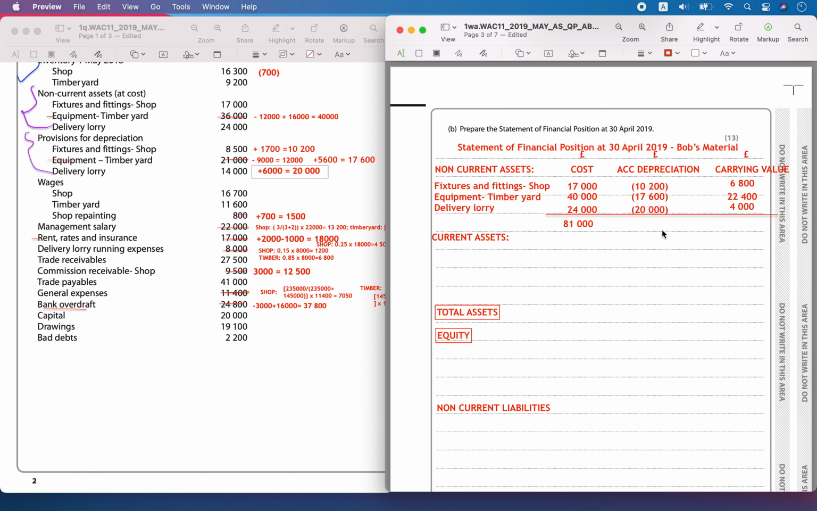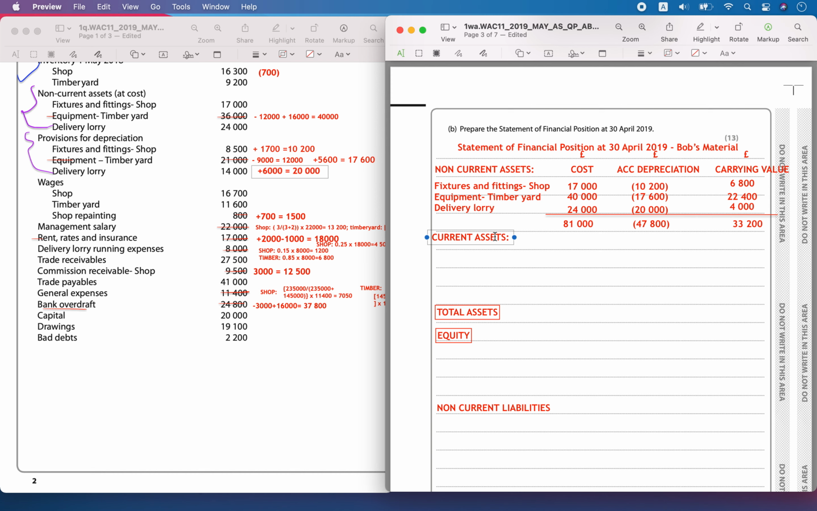Then accumulated depreciation total: 10,200 plus 17,600 plus 20,000, it is 47,800. And so the carrying value will be 81,000 minus 47,800. So that is going to be equal to 33,200. Okay, this is the non-current assets.